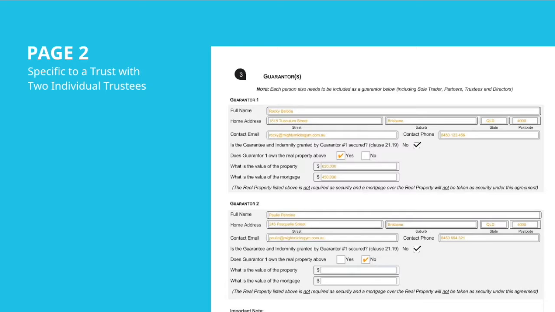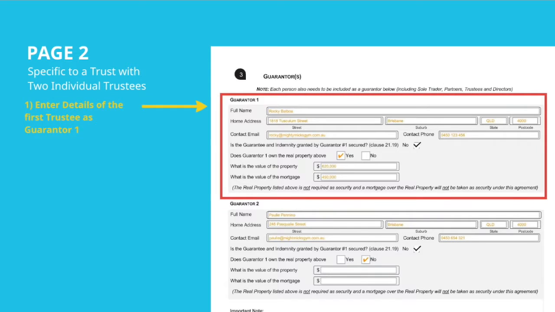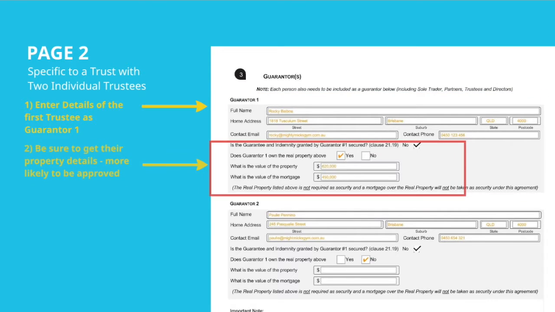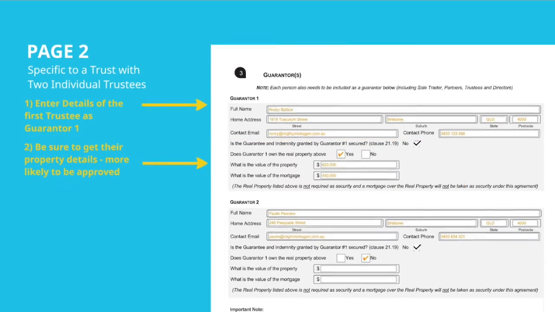Like we did with the partnership, the individuals need to be included as guarantors. Because there are two individuals, both need to be included as guarantors. The order that you can include them in doesn't matter. So enter the personal details of the first trustee, including their home address and then their contact details. So be sure to ask whether the trustee owns property, and if so, include the estimated value and the approximate balance of the debt. Remember, if they own a different property to their home address, simply write the address in the blank space.